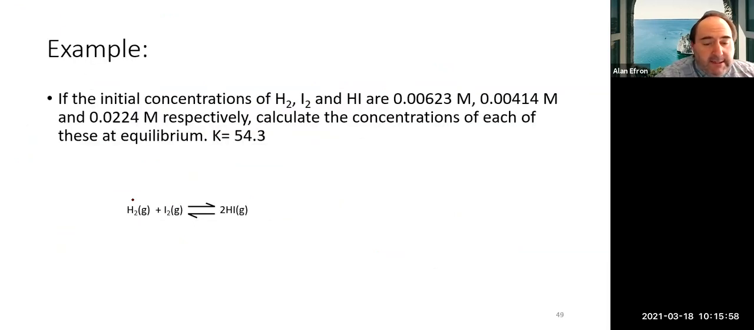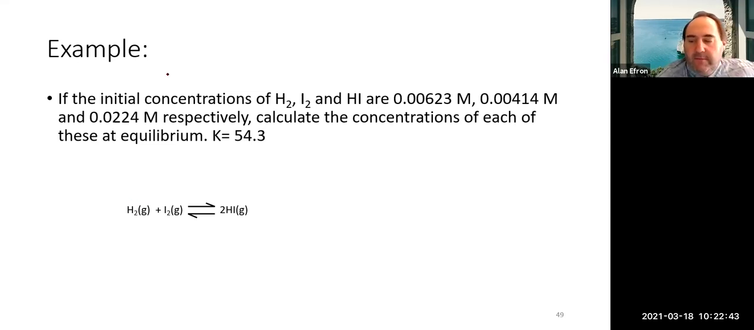So we're going to basically be looking at the same reaction, but in this case, we have 0.00623 molar H2, I2 is 0.00414, and HI is 0.0224. In this case, we want to know again what will be the equilibrium concentrations for everybody here, same K value. And again, the slight difference is we actually have some starting amounts of everybody here. So why don't you take a few minutes here, just like the last one, work through it, and then we'll go through it.